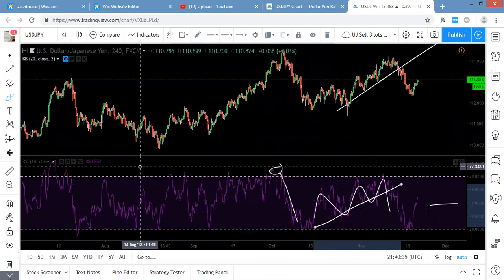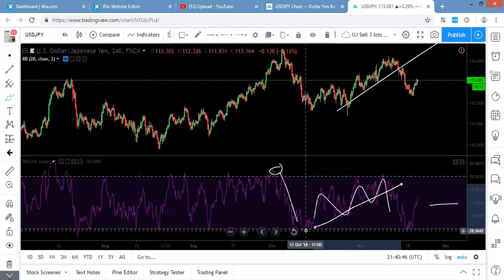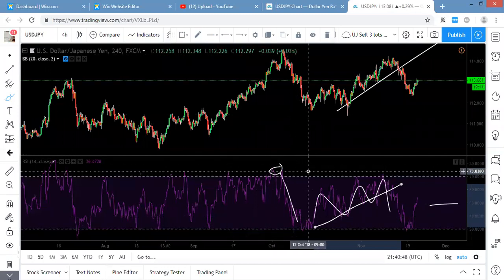But ultimately you'll want the 14-day to determine whether the market has been oversold or overbought. Make sense? Okay, so again, we're looking for really, really low conditions or really, really high conditions.